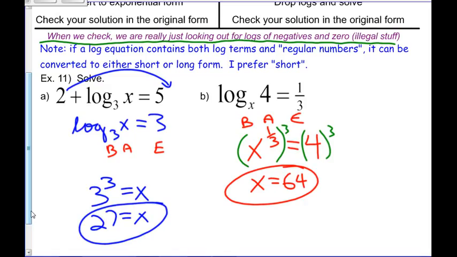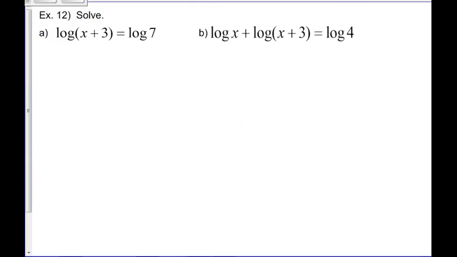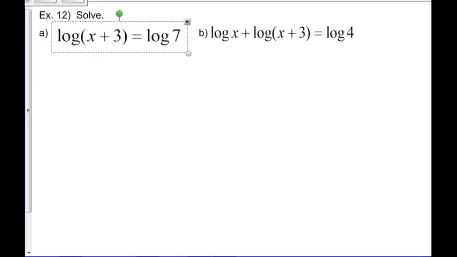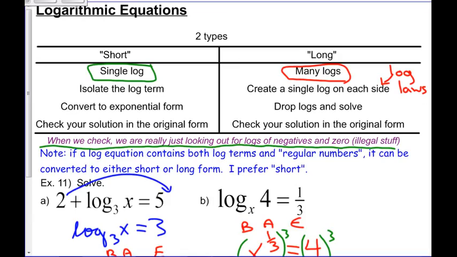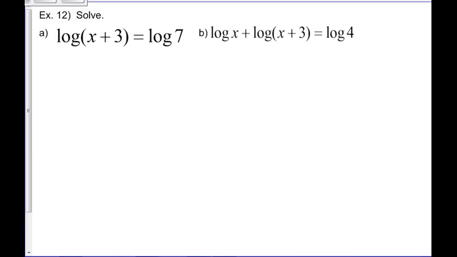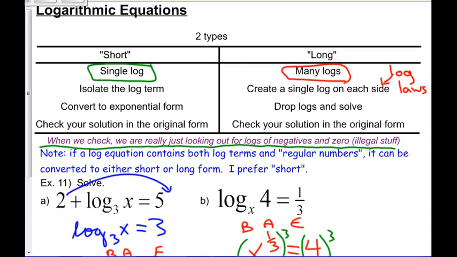Next, we're going to do the absolute simplest example of a long log equation. So if I have this log, and this is base 10 is assumed, of x plus 3 equals log 7. Let's go back here. There are many logs. This is a long one. We want to create a single log on each side. Wow, it's already done for us. There's a single log on each side. Next step. Drop the logs and solve.